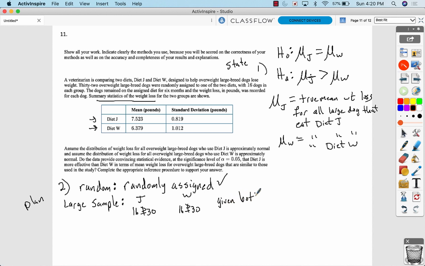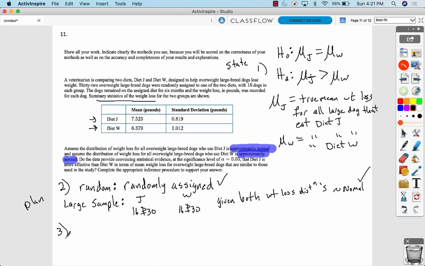that both weight loss distributions are roughly normal. Let me write a little more neater if I can. Okay? Okay, so we have large sample. If you don't have 30 or more, then the population distribution has to be normally distributed. Now, if they wouldn't have said this in the problem, then they would have had to give us 16 weight losses, and you would have had to graph those 16 weight losses and look for outliers or skewness.